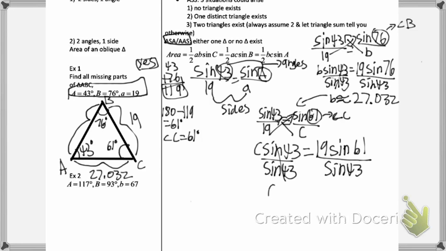So C sine 43 equals 19 sine 61. Now let's divide sine 43 both sides so we can leave C on the other side of the equal sign. So C approximately equals, let's use the calculator again, 19 sine 61 divided by sine 43.